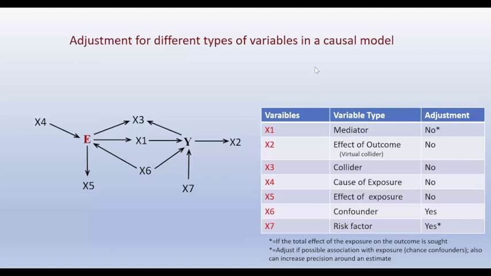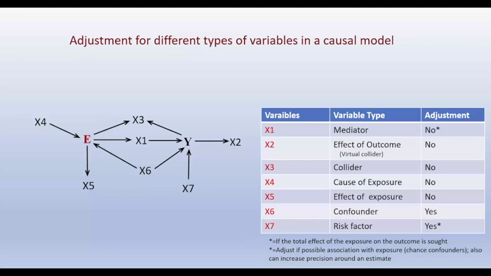So here, as a follow up to that discussion, let's talk about the different variables and their roles in a causal question. Here we have an exposure and an outcome, Y. X1 is a typical mediator variable that, again, we should not adjust for. X2 is an effect of the outcome, and sometimes it's called a virtual collider, because if you have an unmeasured variable, it can act as a collider. It doesn't have your typical collider common-effect structure, but it can act as a collider if you condition on it. And intuitively, it doesn't really make sense why you would want to adjust for an effect of the outcome. X3 is a typical collider that we should not adjust for.